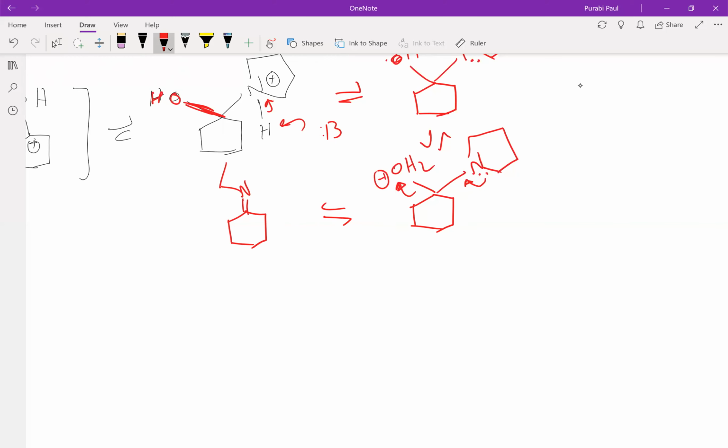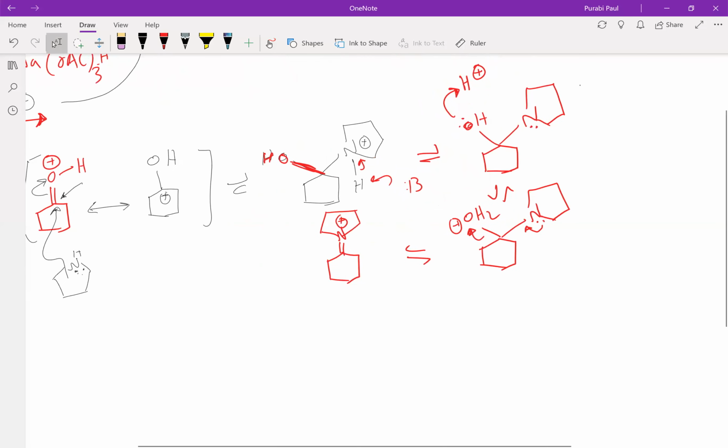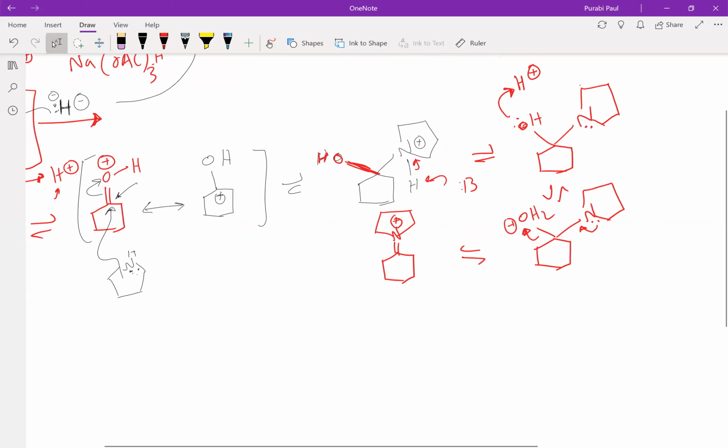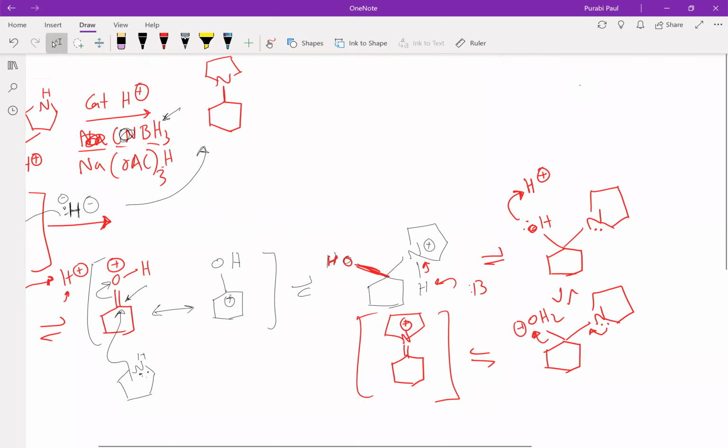Almost all the acyl substitution mechanisms work very similarly to this route. That's how you make the iminium ion, okay? And after the iminium is here, the sodium cyanoborohydride will reduce it, and you'll get the amine in the product.